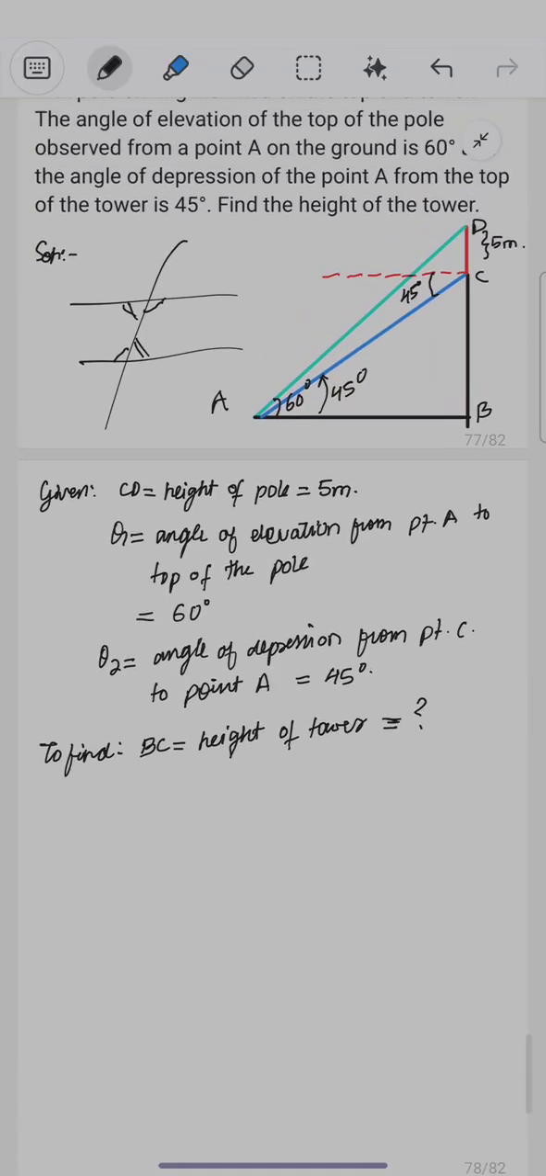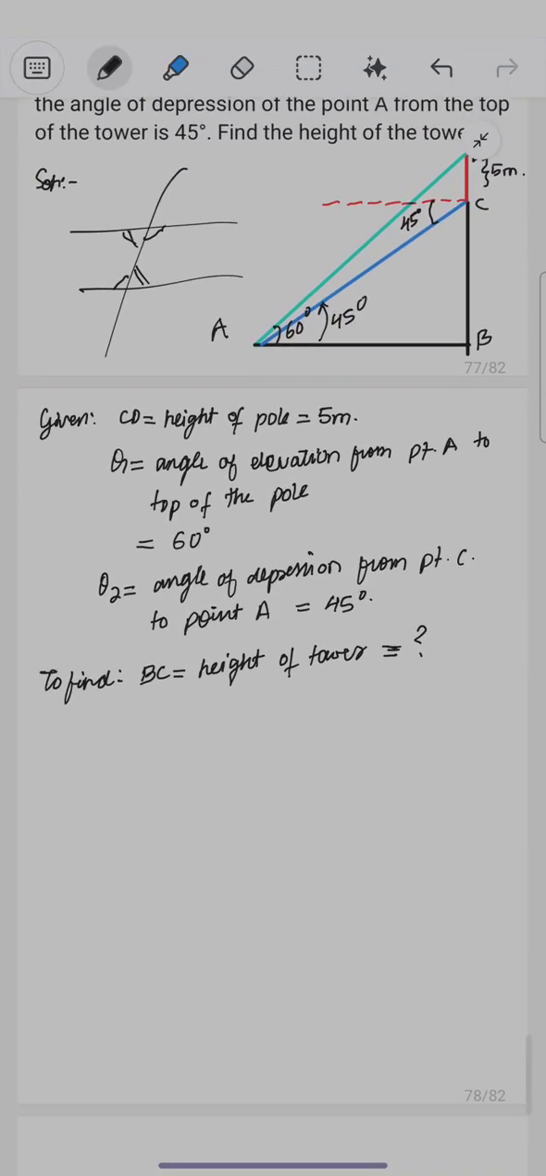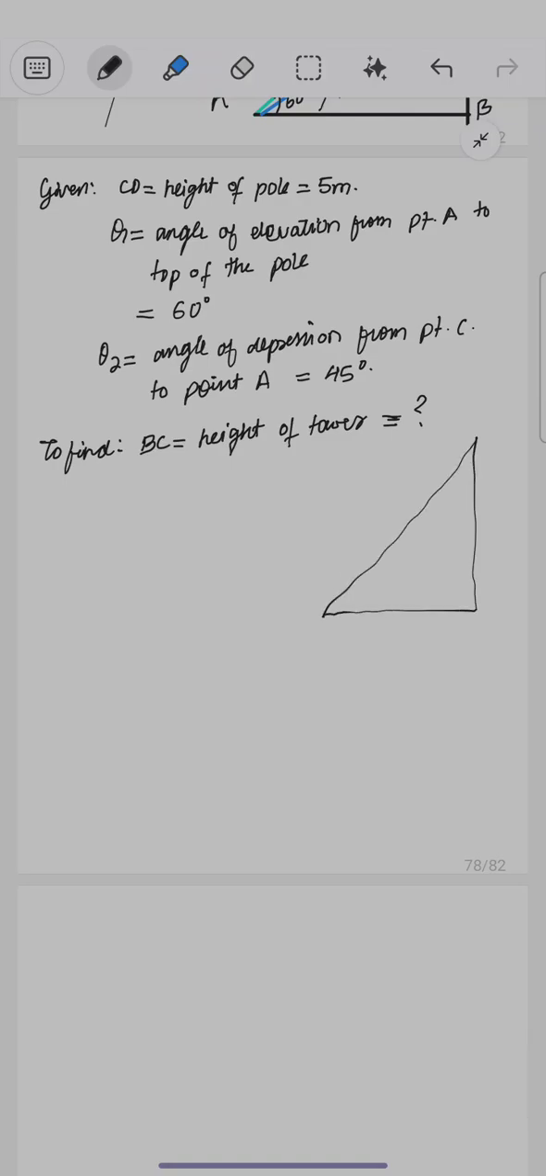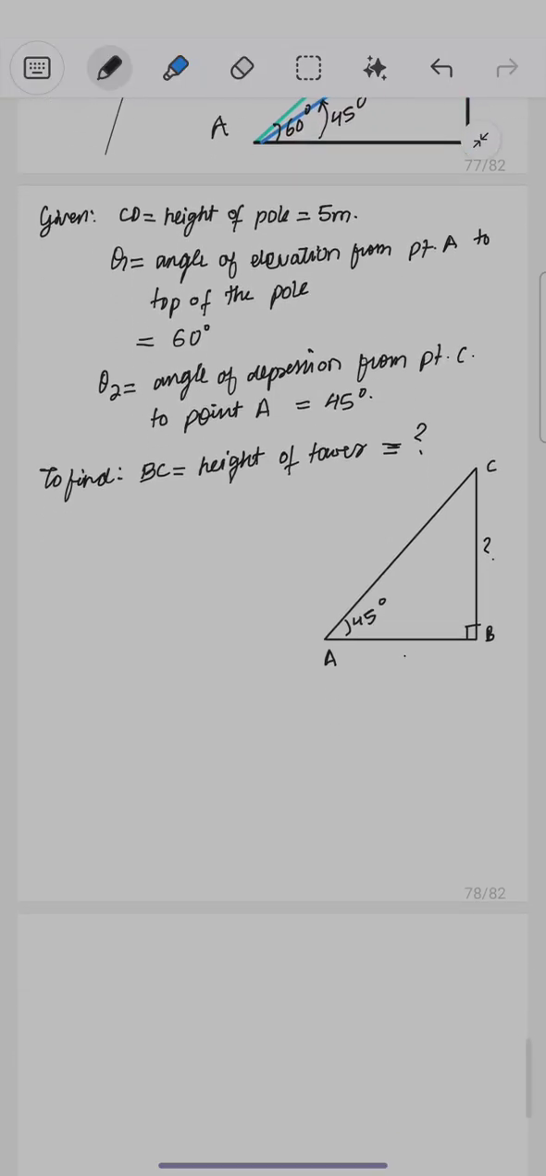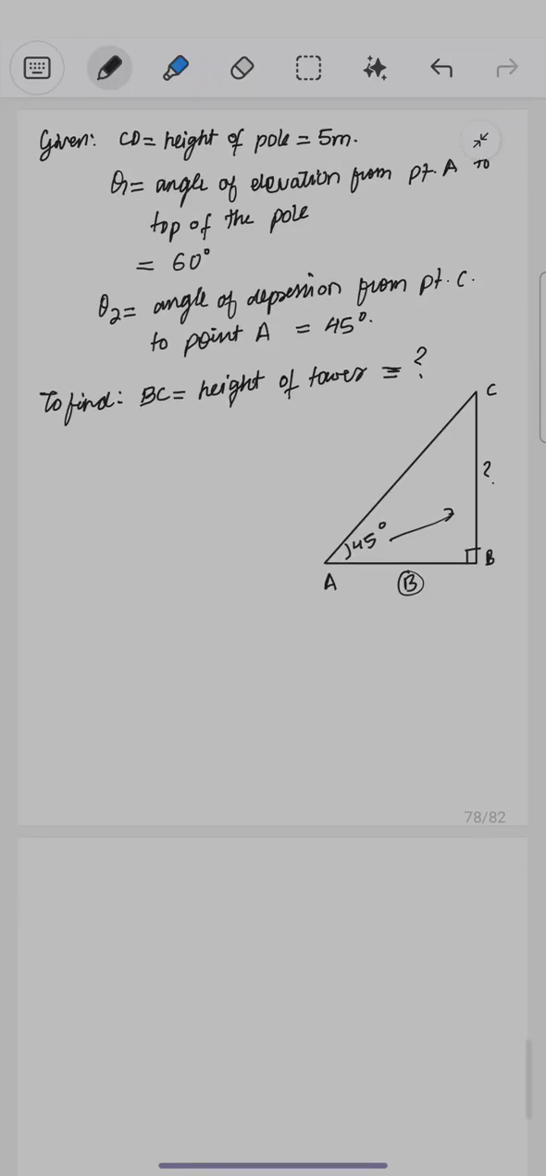In right triangle ABC, angle is 45 degrees. In right triangle ABC, tan 45 degrees equals perpendicular by base, which is BC by AB. Tan 45 is 1, so AB equals BC.